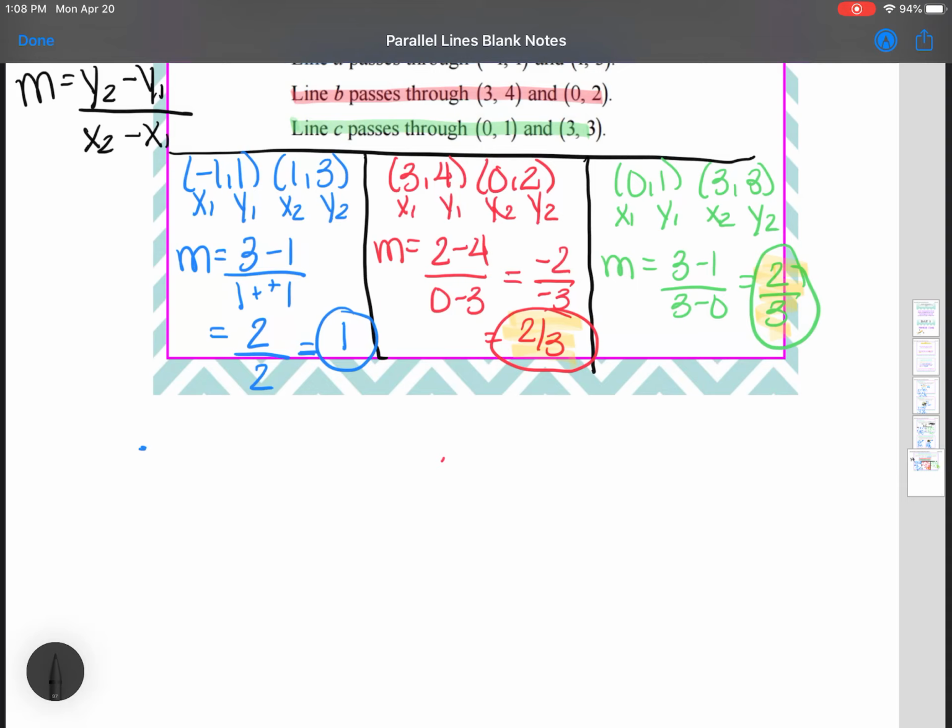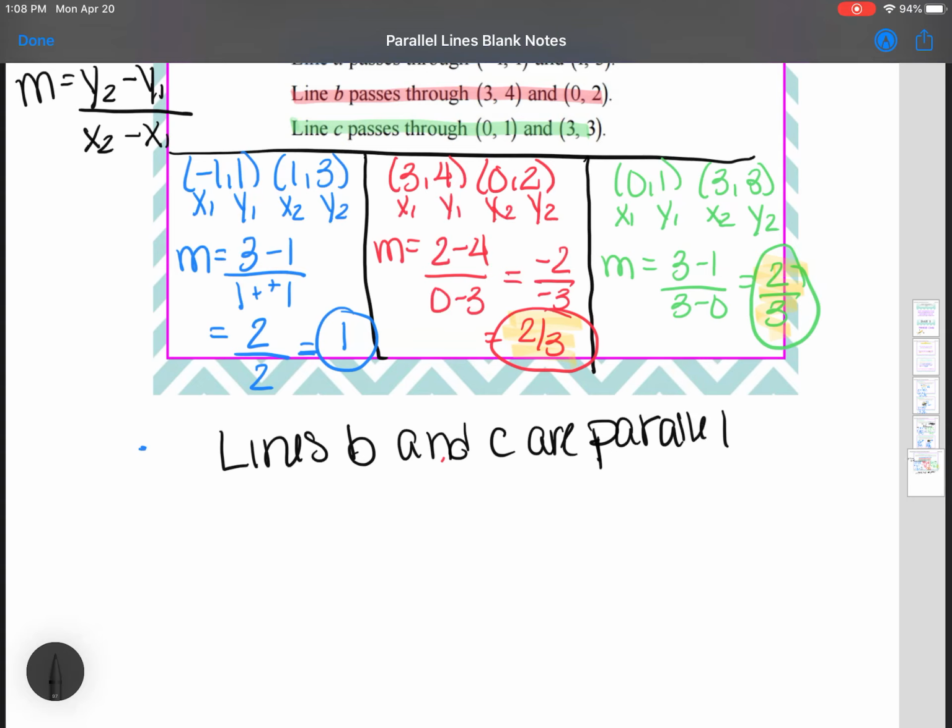So, lines B and C are parallel lines. Parallel lines. Sorry, my pen doesn't want to work today. All right, so that is today's lesson on parallel lines.